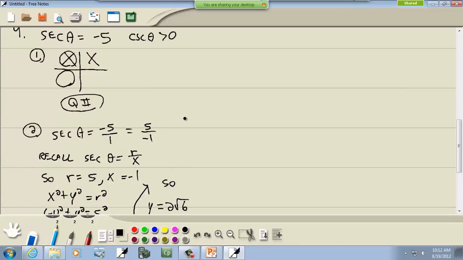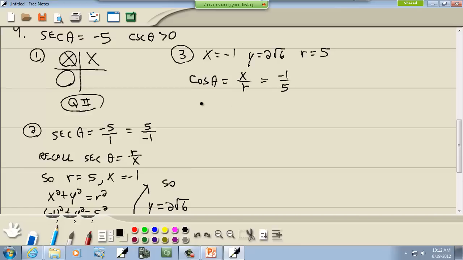Okay, so let's find our remaining trig functions. Let me write this down. X is equal to negative 1. Y is equal to 2 square root of 6. And r is equal to 5. Let's look at cosine. Cosine is secant flipped. This is not in fraction form, but I could put it as negative 5 over 1, and then it'd be negative 1 over 5. Or I could just use my formulas. So this is x over r, so I got negative 1 over 5.